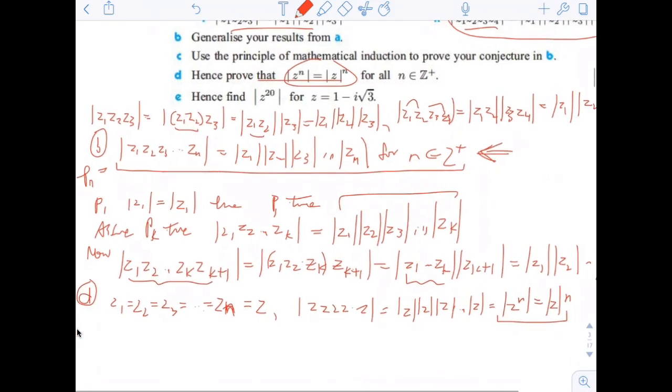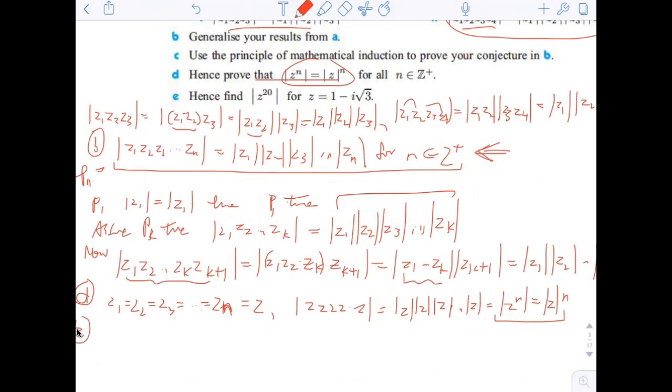E, find the modulus of z to the 20 for z equals 1 minus i square root of 3. Okay, so that would be a real pain to multiply that together times itself 20 times. But we do know that the modulus of z to the 20 is equal to the modulus of z, to the 20th.